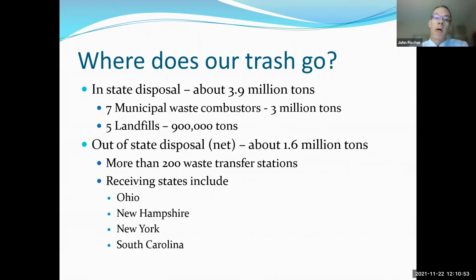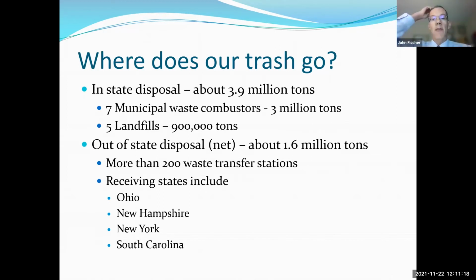We do have about 200 solid waste transfer stations in Massachusetts. Many of those are small municipal transfer stations that serve their own residents. When we look at where that waste goes, the states that receive the most waste from Massachusetts typically include Ohio, New Hampshire, New York, and South Carolina.